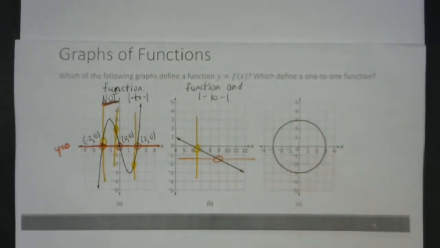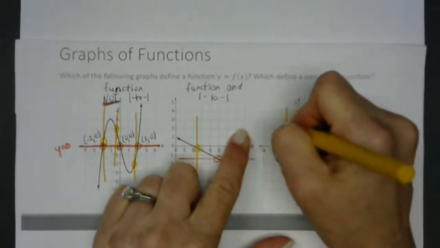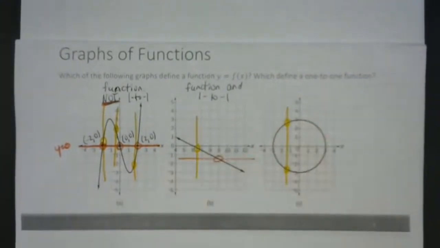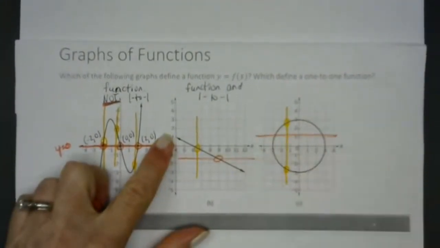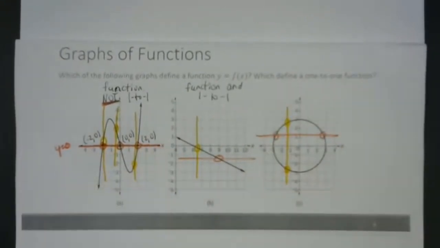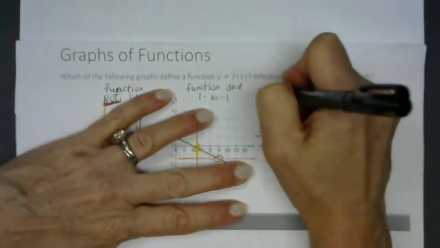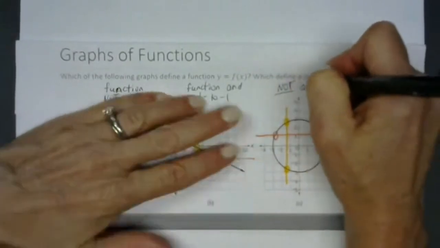Look at the last graph here, the circle. Well, the circle is not a function, is it? Look, it does not pass the vertical line test. It intersects the graph in 2 places there. It also does not pass the horizontal line test. It intersects the graph in 2 places there. So I have to say that this last graph here is not a function.